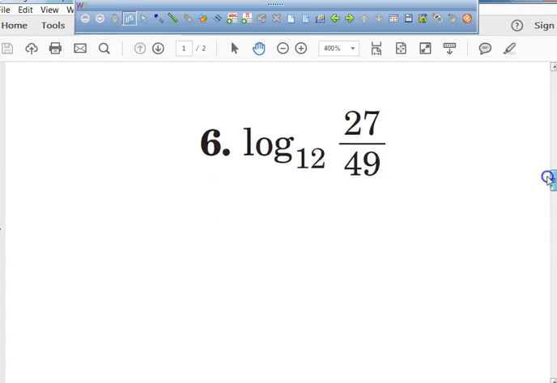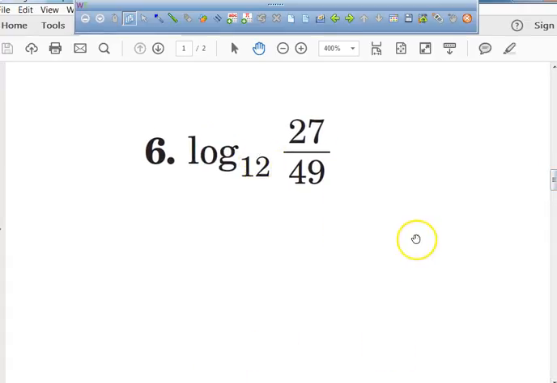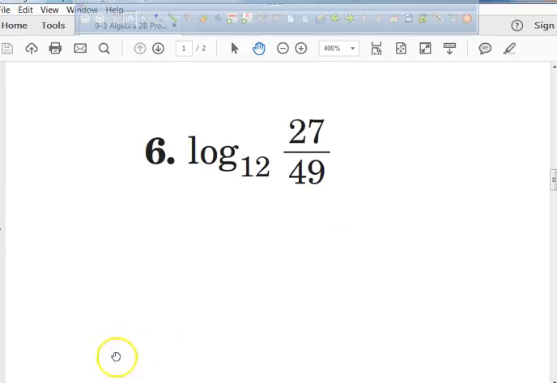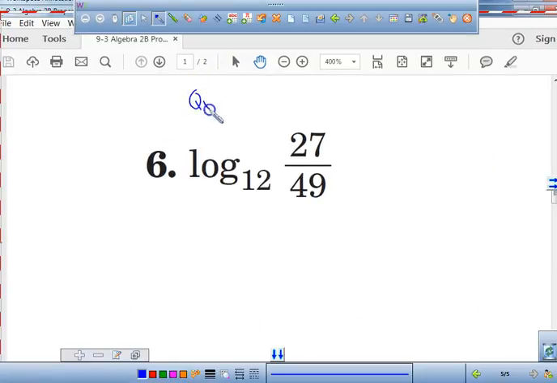Now, what I need you guys to do next is put problem number 6 in your journal. We're going to apply not only what's called the power property, we're going to do what's called the quotient property. Alright, so above number 6, what I'm going to write is quotient property.